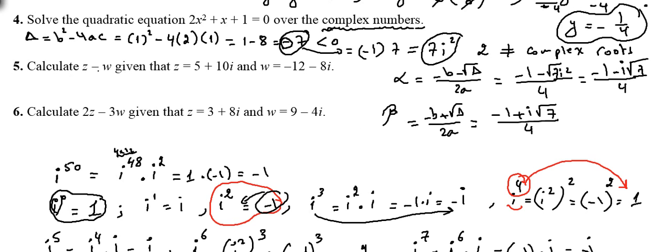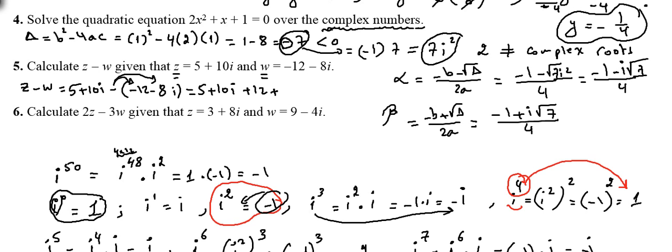Number 5. Calculate z minus w, where z is given as a complex number, w is given as a complex number. And this is very nice, very simple, very easy. z minus w. z is 5 plus 10i. Minus w is minus 12 minus 8i. The answer is 5 plus 10i, minus times minus 12 is plus 12, minus times minus 8i is plus 8i. So we ended up with 5 plus 12 is 17, and 10i plus 8i is 18i. We added the real parts alone and the imaginary parts alone.